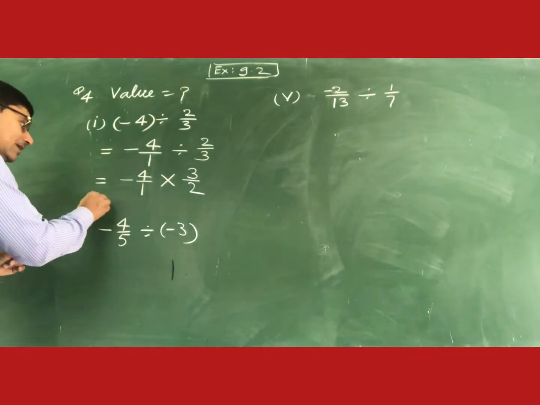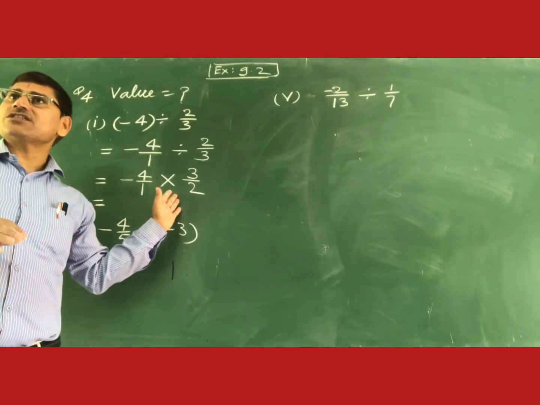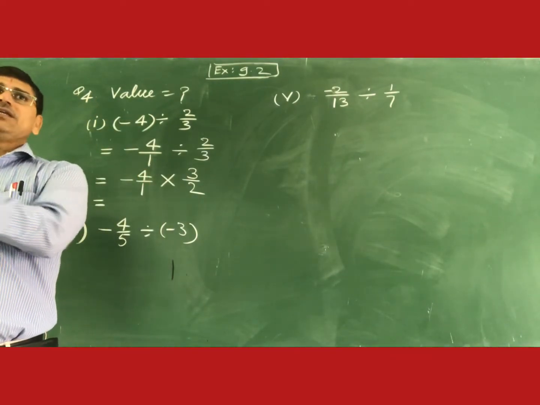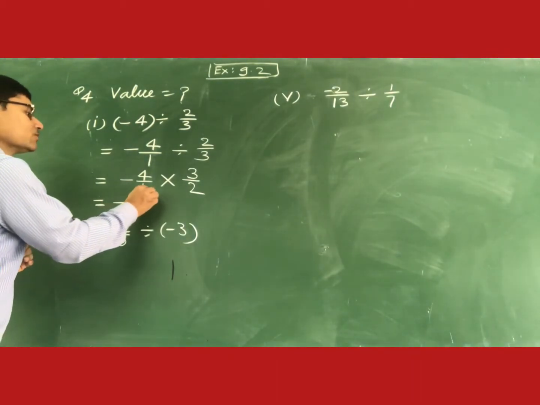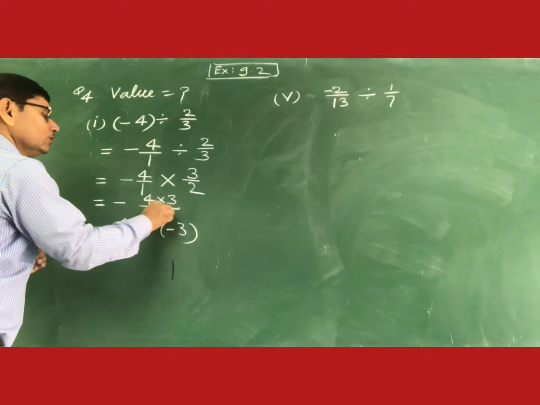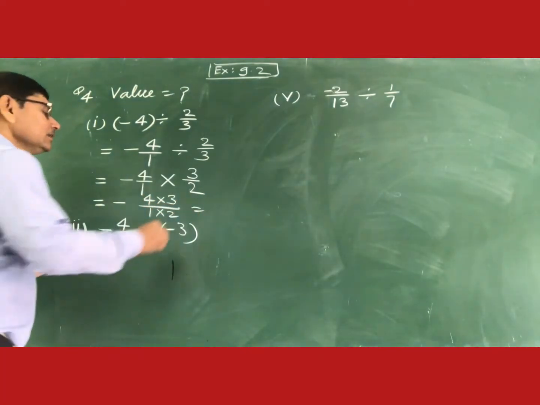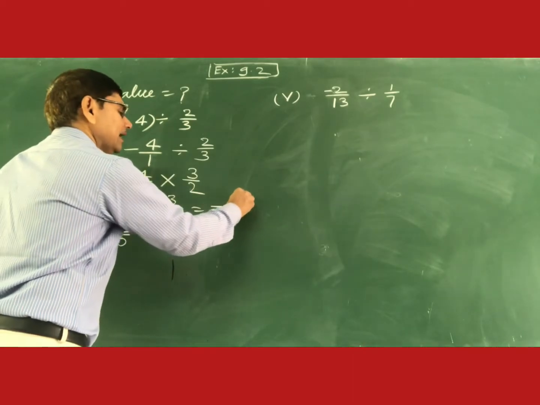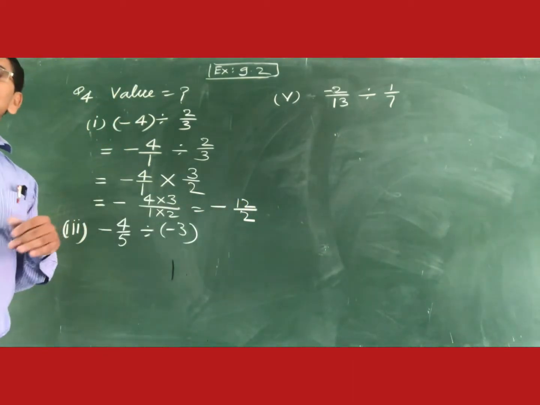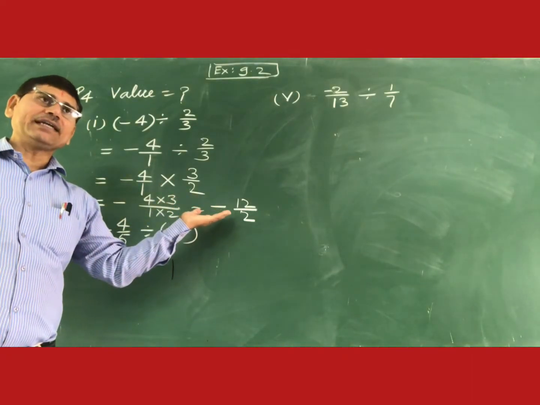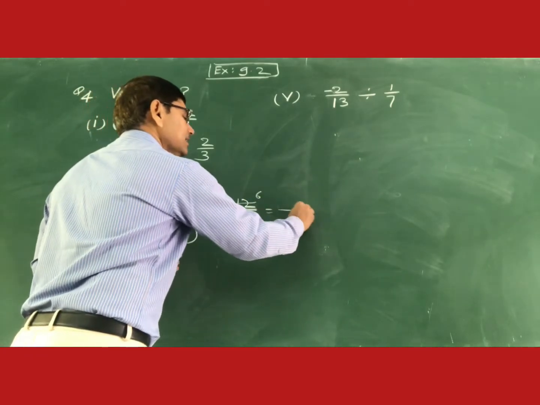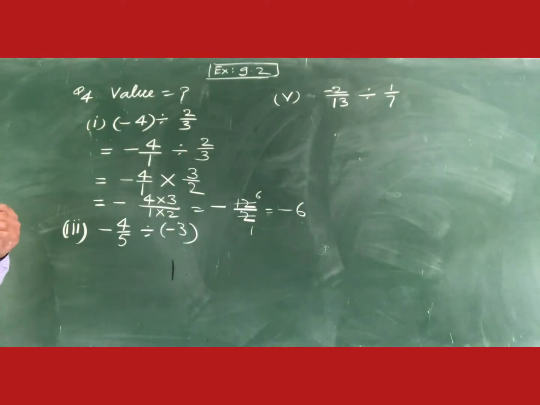After that, this is just multiplication. So you will write numerator to numerator and denominator to denominator, that is minus 4 into 3 and 1 into 2. So 4 3s are 12, minus is same to same, and 1 2 is 2. If you want to simplify it, then 2 1s are 2, 2 6s are 12, that is minus 6. This is the answer of this question.